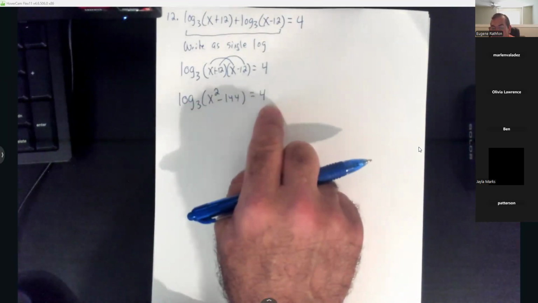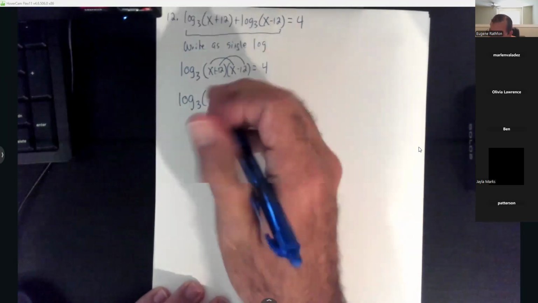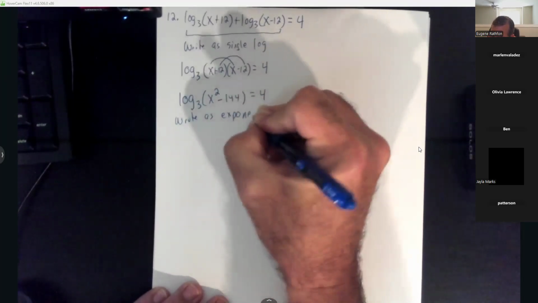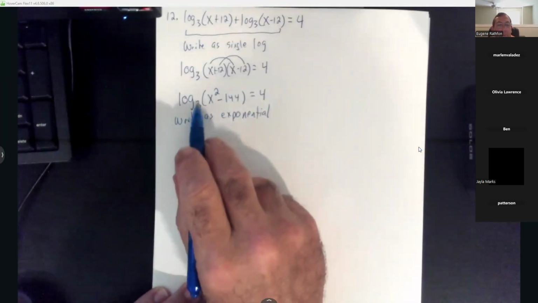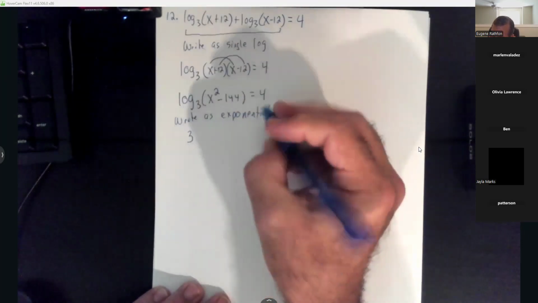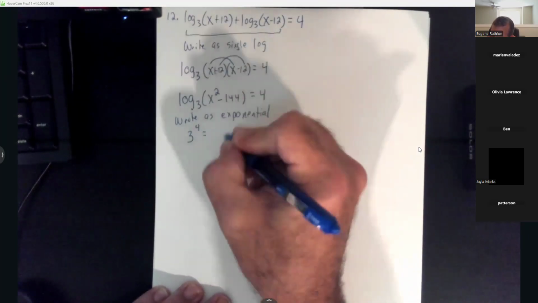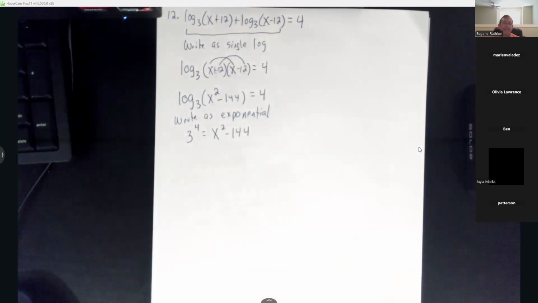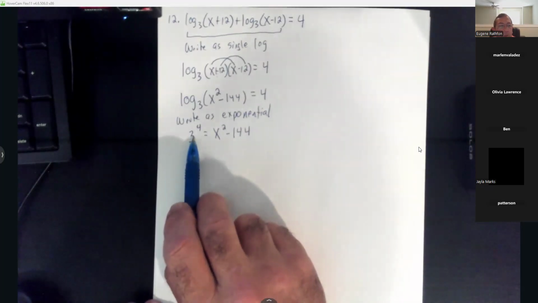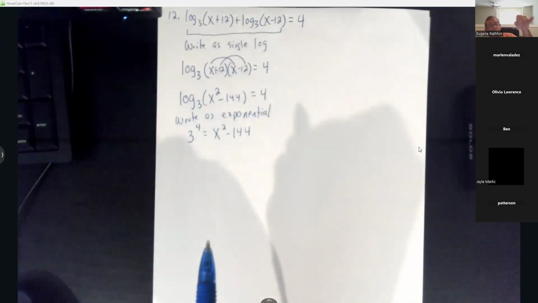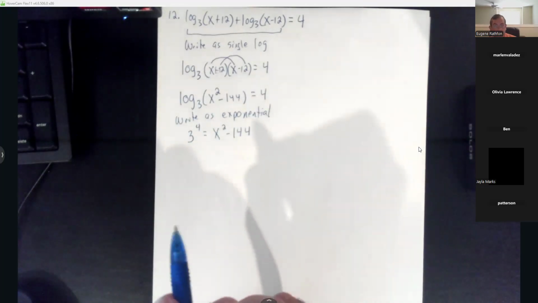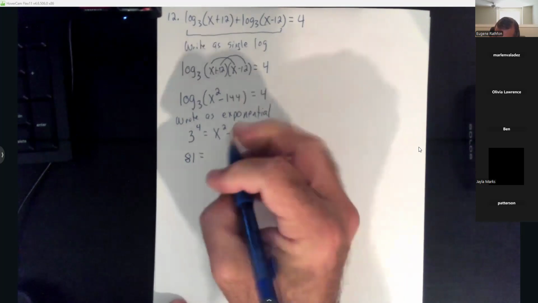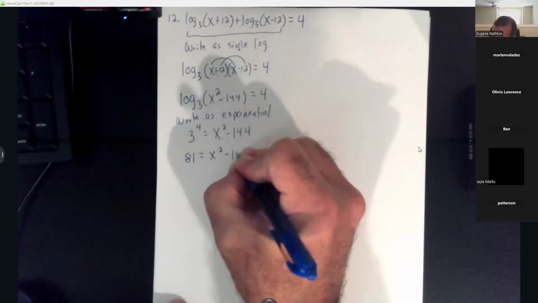All right, y'all, I got a log equal to a number. So remember, anytime we had a log equal to a number, we write it as exponential. My base is 3, the exponent is 4, and that's going to equal the x squared minus 144. So let's figure out what 3 to the 4th power is. That's 3 times 3 times 3 times 3, which is like 9 times 9, which would be 81, equal to x squared minus 144.